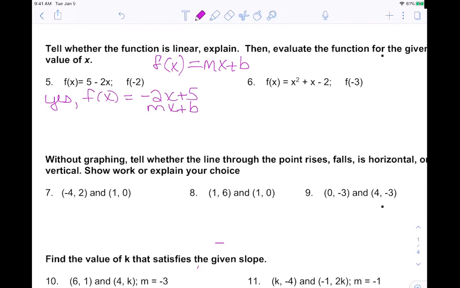Lacey, is number 6 a linear function? No. Why not? It's not in that form. Yeah, it's not in that form. It has that x squared, which we're going to talk about in chapter 4. Not linear. Now, there is a second part to this. It says evaluate. That means find a numerical answer. Evaluate the function for the given value of x.